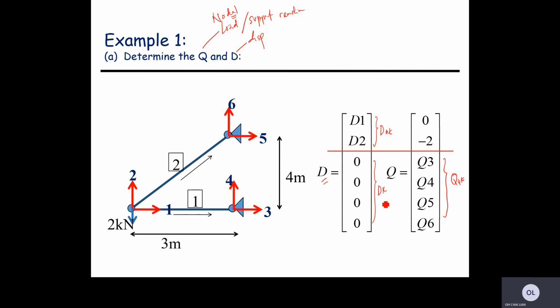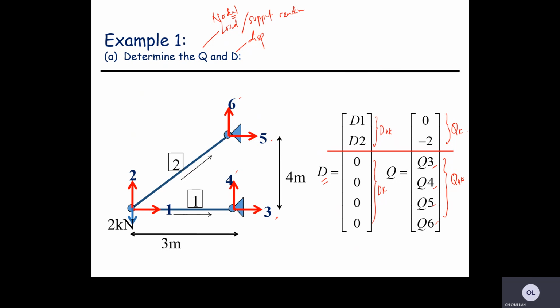And D known at the bottom of the D vector will be reflected at the top of the Q vector, this is Q known. Then for the Q, I will advise you to start filling in the support reactions first. You know that 3, 4, 5, 6 are associated with the support reactions, so you can name them accordingly, Q3, 4, 5, 6. They are all unknown and need to be determined.